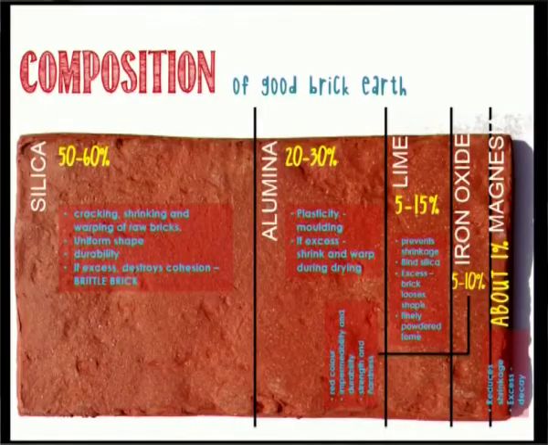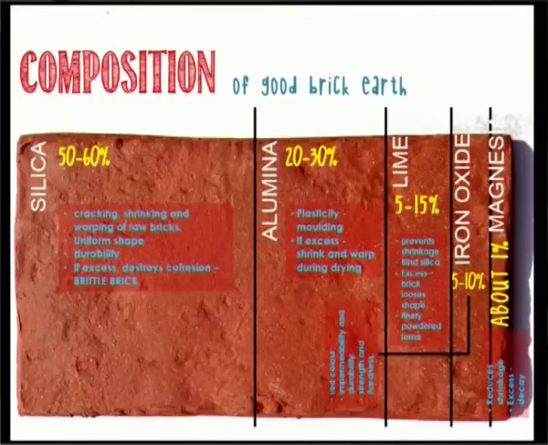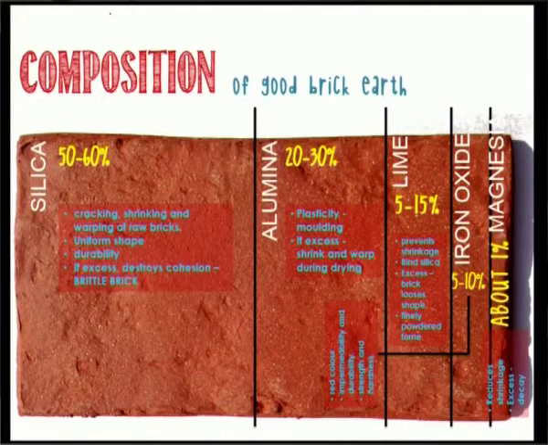Now what is the composition of a good brick earth? Now we'll be looking at clay brick. So what is the composition of a good brick earth for a clay brick? For a burnt clay brick, the major component is silica. Now silica makes up about 50 to 60% of the brick earth. Now silica can be present in free form or mixed with something else.